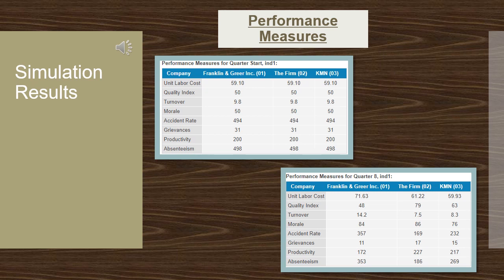Our morale was lowest, so that is not good for us, and it may have been a reason for not achieving our turnover goals. Our accident rate and grievances were in the middle, and they did see a good decrease from where we began in Q1. Our productivity was in the middle of our competitors, but we would have liked to have seen a greater increase. And our absenteeism was also in the middle of other firm levels, but we did see a good decrease from where we began here as well.